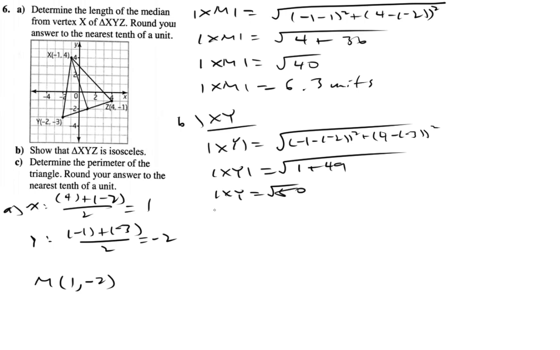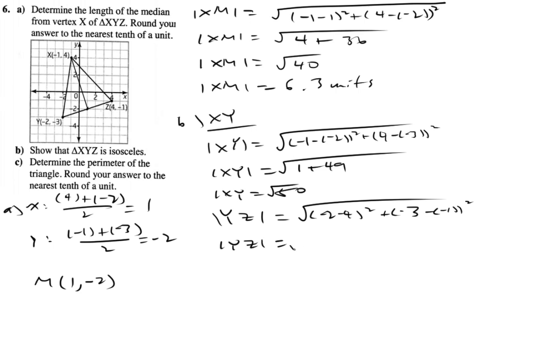Now taking a look at YZ, right, YZ is going to be the square root of -2 minus 4 squared plus -3 minus -1 squared. So the length of YZ is going to be equal to -6 squared, which is 36, and -2 squared, which is 4. So the length of YZ is going to be equal to the square root of 40.